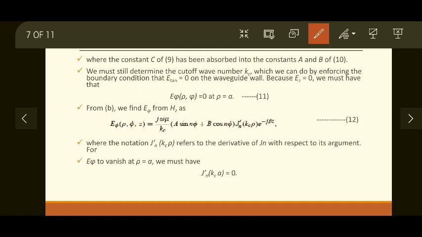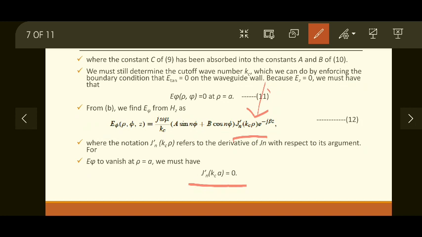Now as I said, Z'n refers to derivative of Zn with respect to its argument. For Eφ to vanish at rho equal to a, we must have Z'n(kc a) equal to 0. Okay, now rho here it is given as rho. Now at rho equal to a, it will become Z'n(kc a). Now Z'n(kc a) has to be 0 for Eφ to vanish.